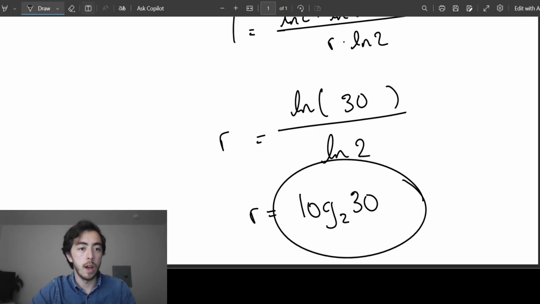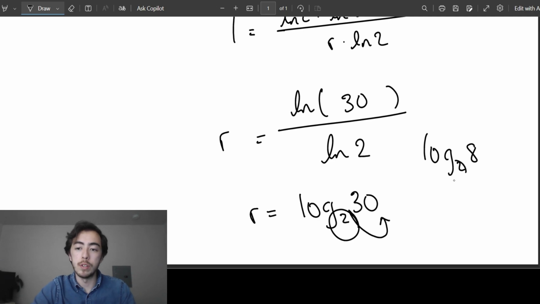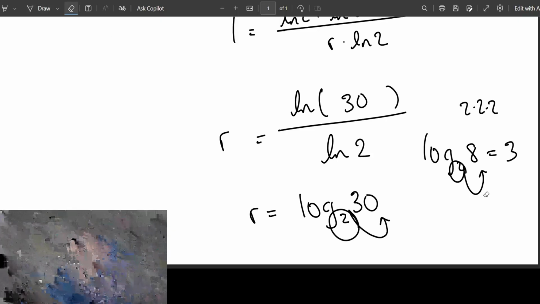The way that I read logarithms is that this is almost like an instruction. It's asking you, how many 2's do I need to multiply up to get to 30? Like log base 2 of 8 asks, how many 2's do I need to multiply to get 8? Since I need three 2's, the result of this logarithm is 3.